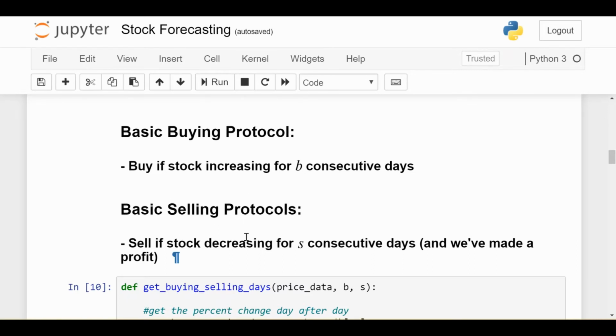If the stock price is decreasing for a couple days, then we think that it might keep decreasing in the future, in which case the value of our shares are decreasing, so maybe we should sell right now, assuming that we've already made a profit. So that's the intuition here.